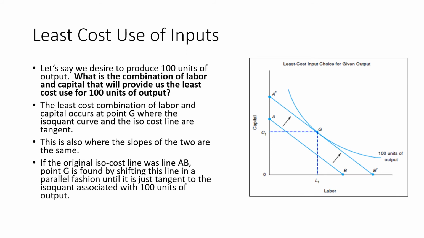Where the ISO cost line meets or falls tangent to the ISO quant line, in this picture it's point G, that combination of labor and that combination of capital is the least cost combination of inputs. This is also where the two slopes of those lines are exactly the same. It's where they're tangent to one another, okay?